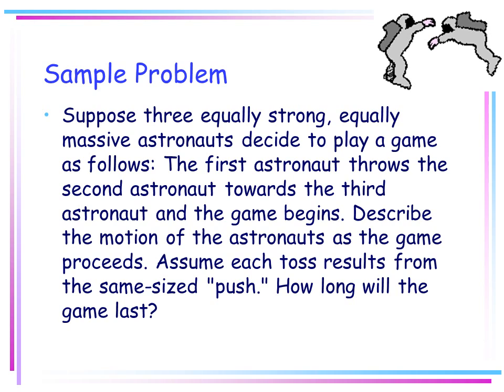What would happen in this case here? Three equally strong, equally massive astronauts play a game where the first astronaut throws the second towards the third, and the game begins. Think about what would happen to the motion of these astronauts as the game proceeds, and assume that each toss results from the same sized push. And how long would the game last? We'll look at this problem in class.